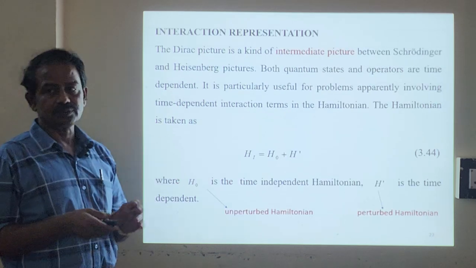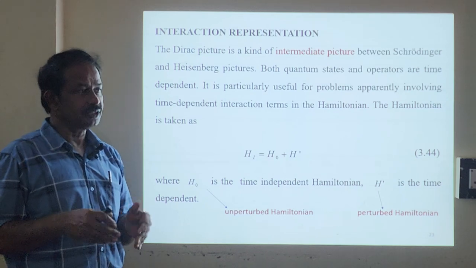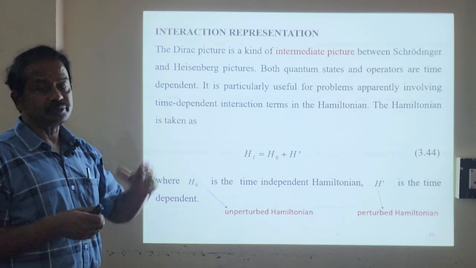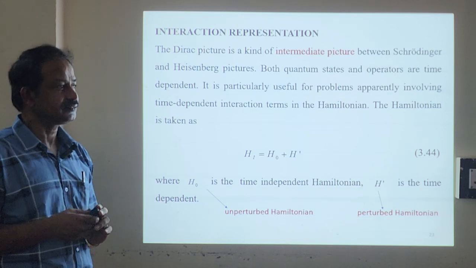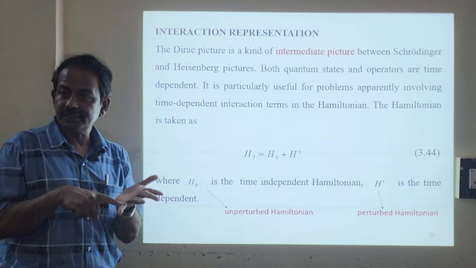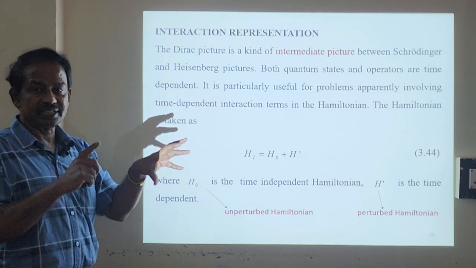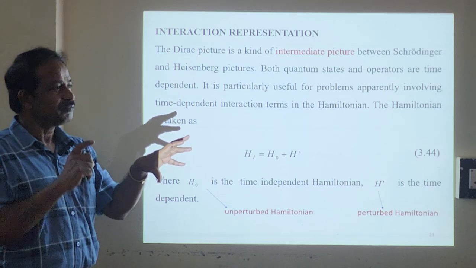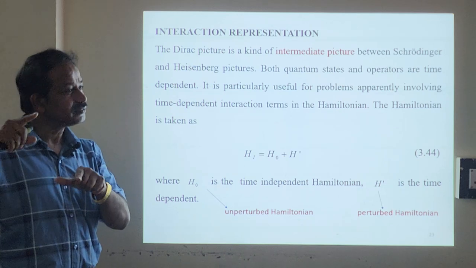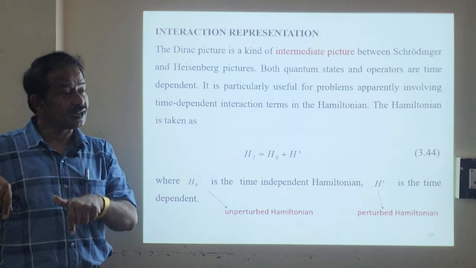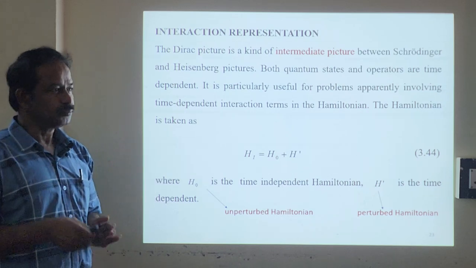So now we'll go for the last one, the interaction picture. As I told you, it's called the Dirac picture or intermediate picture, which connects these two. We are going to look into how these two are interacted. The Schrödinger picture says that the operator does not depend on t, the wave function depends on t. The Heisenberg picture says that the wave function does not depend on t, the operator depends on t. Whereas in the interaction picture, both depend on t.